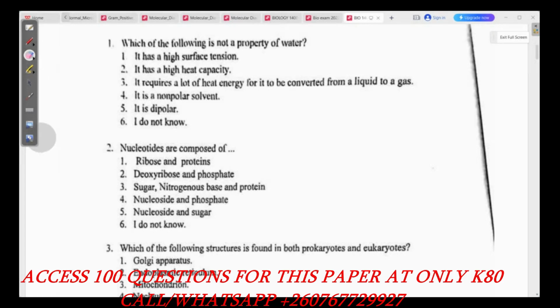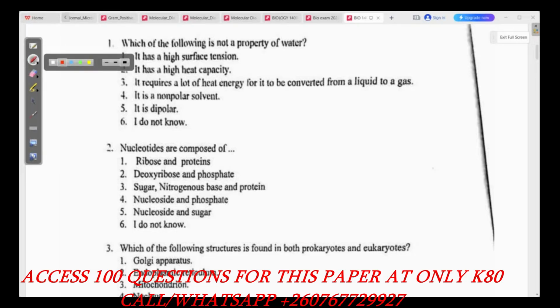Then we have option 4, which is saying it is a non-polar solvent. So water is a polar solvent and not a non-polar. Non-polar has to deal with equal distribution of electrons. So we have seen, or we know that water is made up of hydrogen and oxygen. So there is an equal distribution of electrons in a water molecule. Therefore, water is a what? Is a polar solvent and not a non-polar.